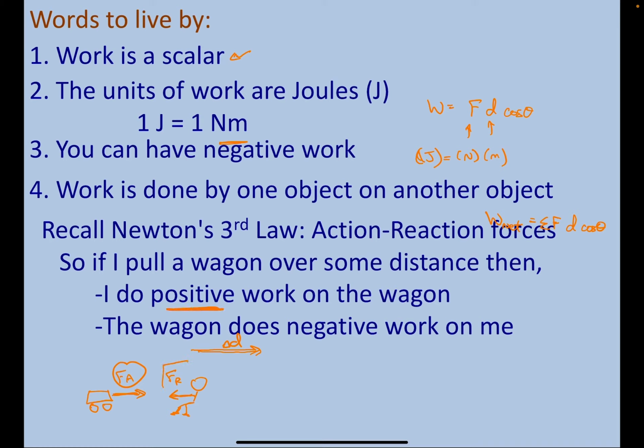But you could also say the wagon puts a force on me. That force is this way. The reaction force is this way, but the displacement is this way. Remember, that's going to give us that cosine of 180 degrees. So let's say theta in here, 180 degrees. That's going to end up with negative work. So if I do positive work on the wagon, the wagon must be doing negative work on me. We'll talk about that more, what that means, when we get into energy.